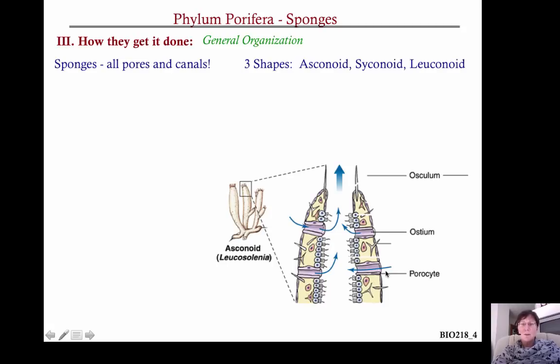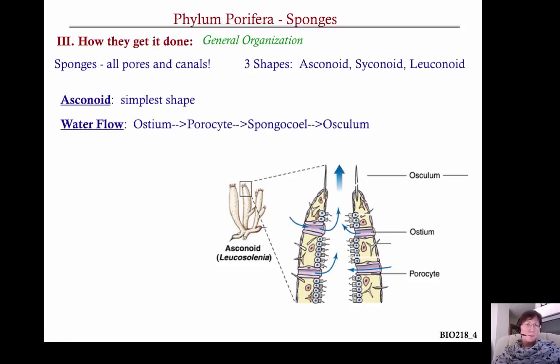You're going to enter through this, the porocyte cells allow you to go in. The hole is referred to as an ostium. Then this is going to be referred to as the spongocoel, and water will exit the osculum. So in the asconoid shape, it's a very simple system of water going in through the sides and out through the center. The water flow is into the ostium, through the porocyte, into the spongocoel, and out through the osculum.